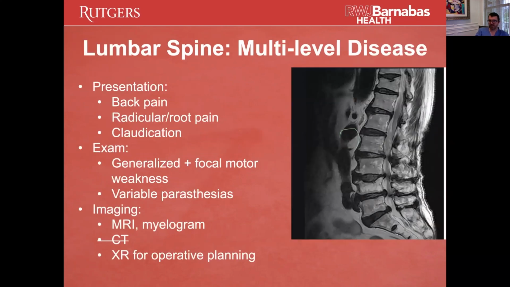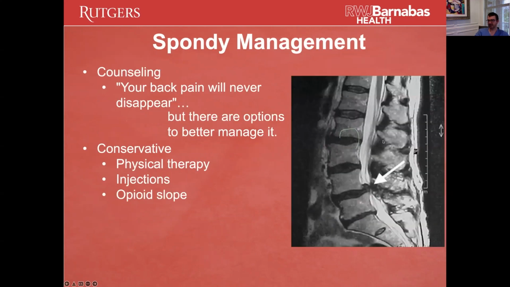This is what is more common. This is what I more typically see. Here we're looking at another sagittal T2 MRI. And just to go back, compare it to this. This is what I call single level pathology. We have one problem. It's right here.